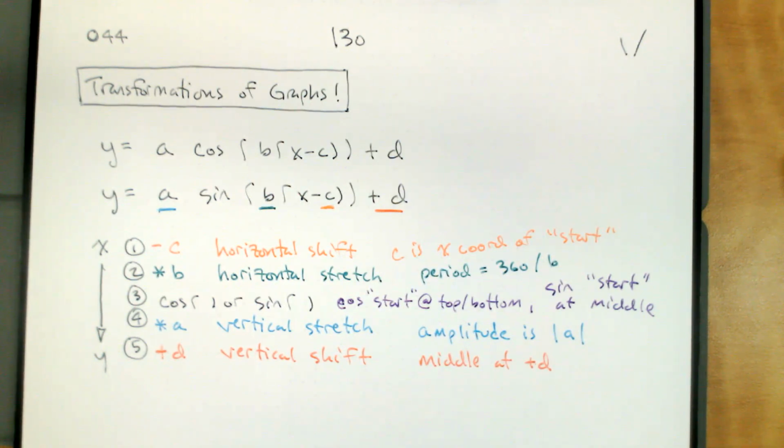Whatever we choose to do to start, to get the y coordinate, we look at whether the function is cosine or sine, and then we look at whether the coefficient is positive or negative. If we have a cosine function, we will start at the top or the bottom. If the coefficient of cosine is positive, we'll start at the top. If the coefficient is negative, we start at the bottom.